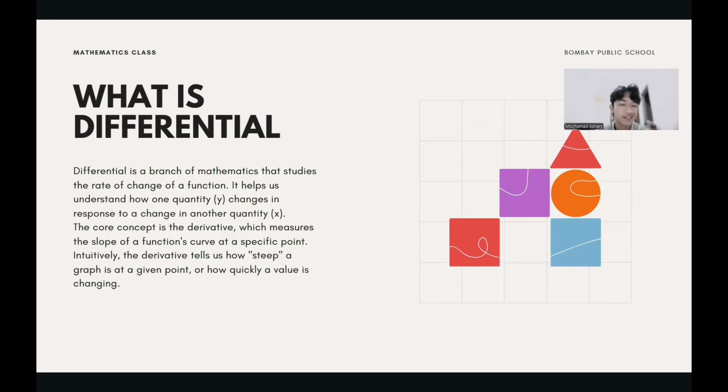What is differential? Differential is a branch of mathematics that studies the rates of change of a function. It helps us understand how one quantity, y, changes in response to a change in another quantity, x. The core concept is the derivative, which measures the slope of a function's curve at a specific point. Intuitively, the derivative tells you how steep a graph is at a given point, or how quickly a value is changing.